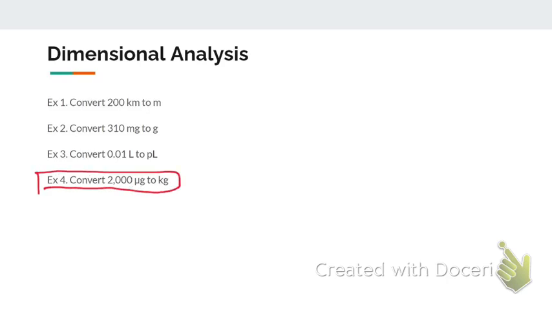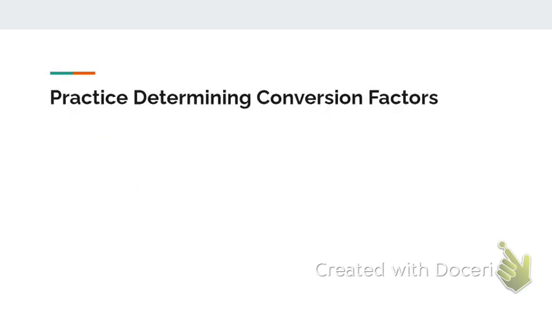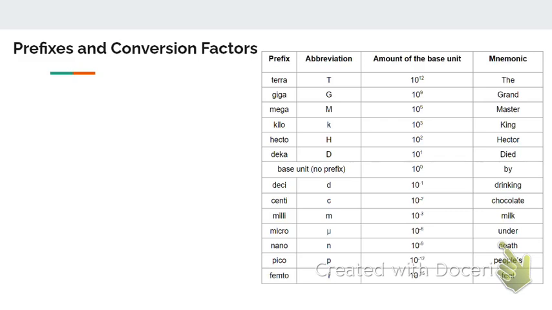We'll take the hardest one. So 2,000 micrograms to kilograms. So this is actually a two-step problem. This one's interesting because you're going from micrograms to kilograms. And so I would suggest maybe doing a stop at the base unit and then continuing on. So you'll need two conversion factors.